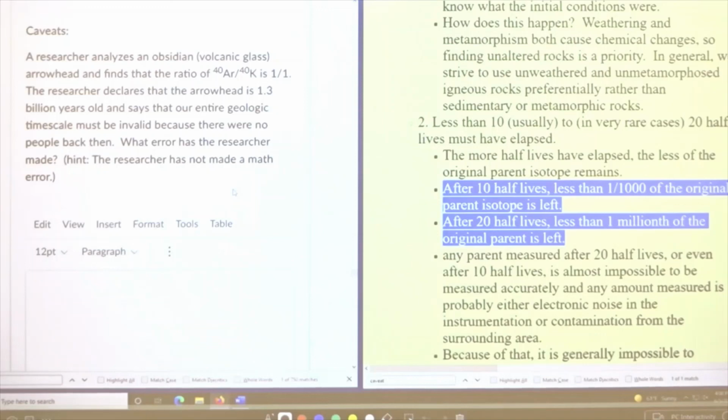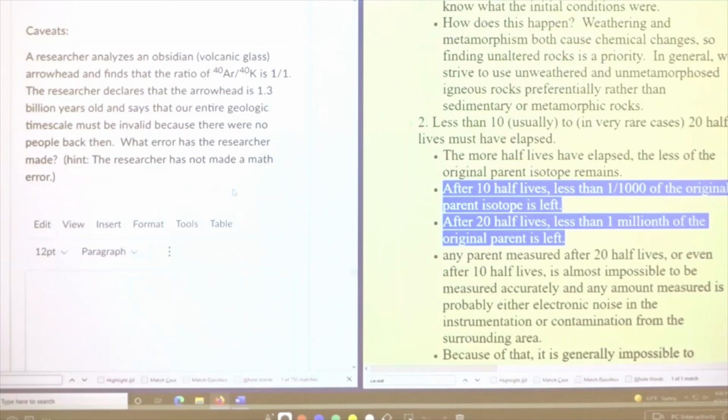And believe it or not, this error has been made. People have occasionally analyzed old artifacts and they've measured the radiometric age and said that's how old the artifact is, when it's not the artifact, it's the rock that it's made from.